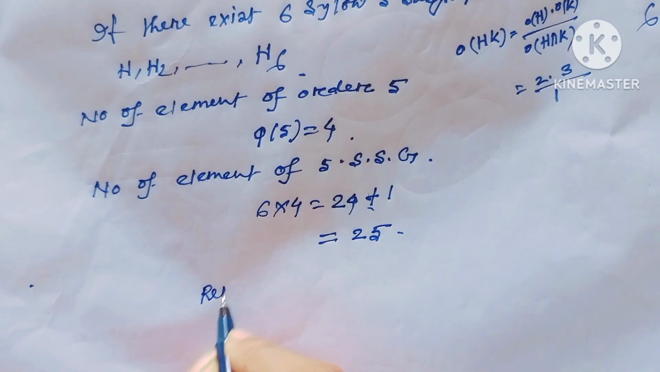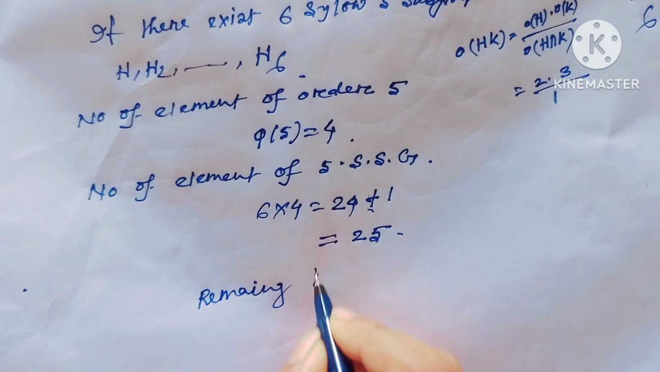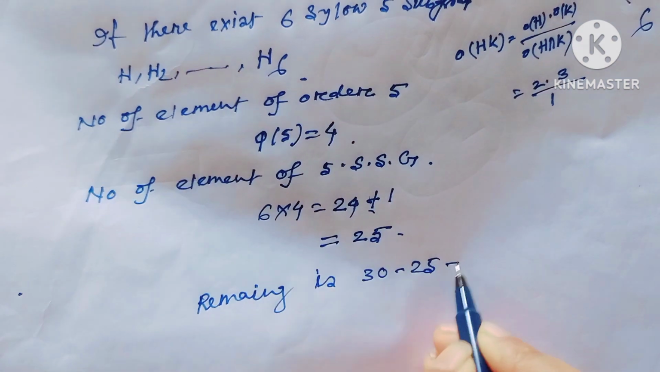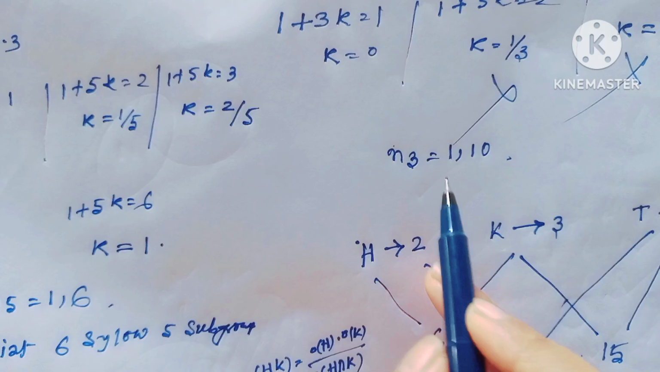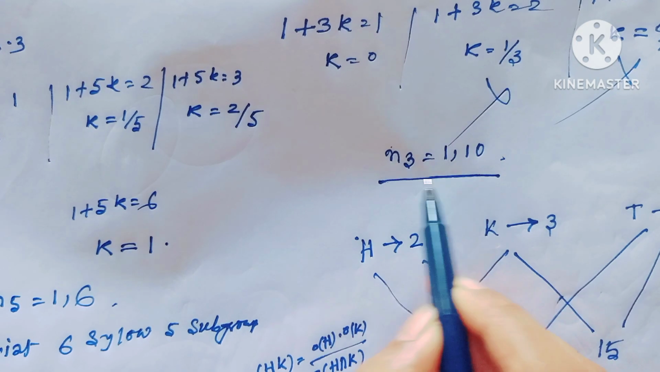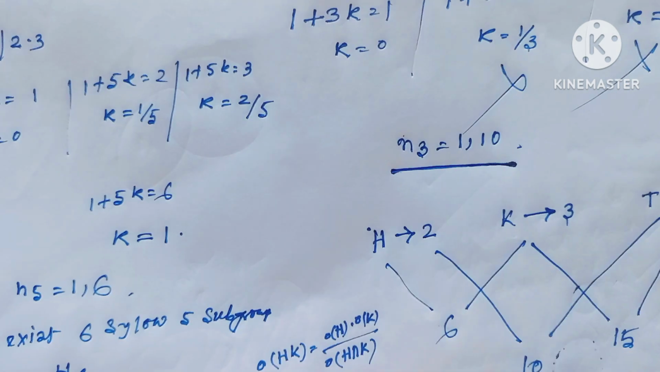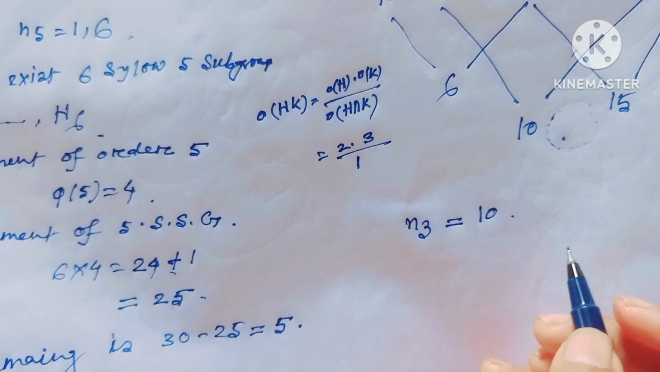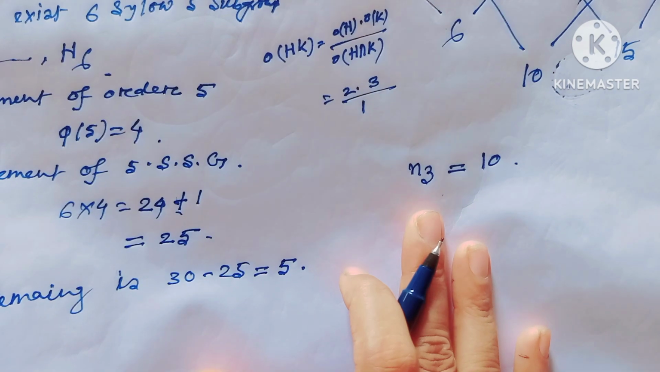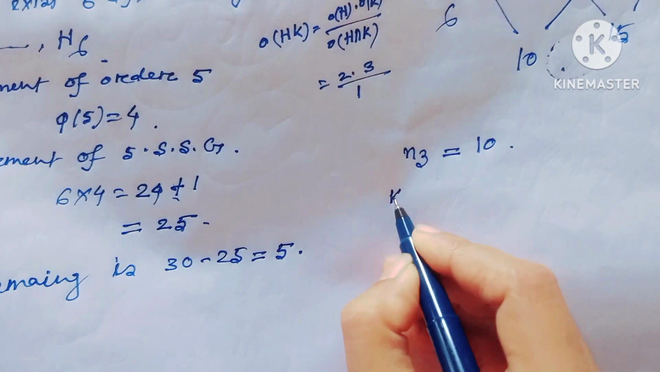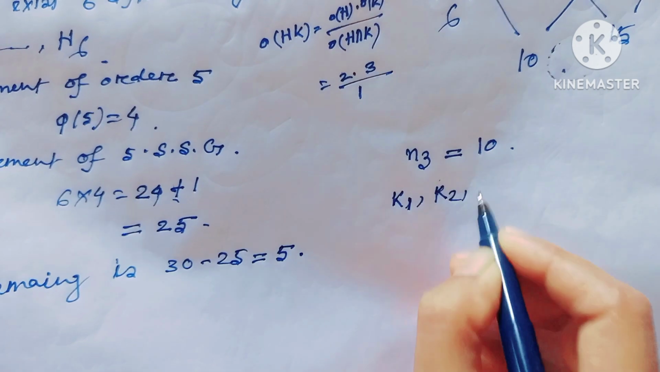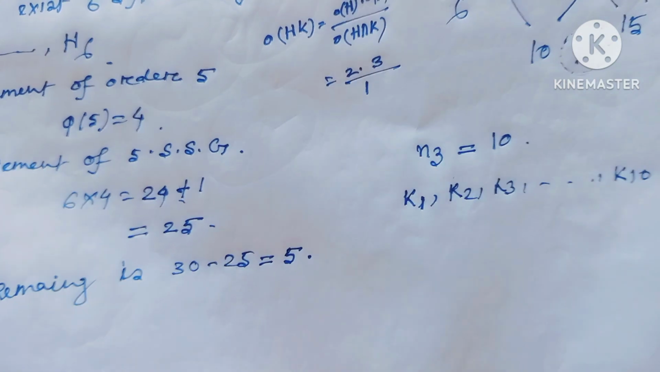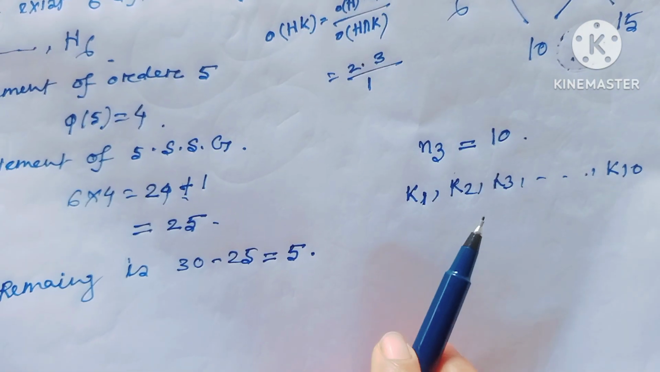That means the remaining elements are 30 minus 25, because the order of the group is 30. The remaining elements are 5. We have seen the number of Sylow 3 subgroups is either 1 or 10. If n3 equals 10, consider K1, K2, K3 up to K10 as the Sylow 3 subgroups.